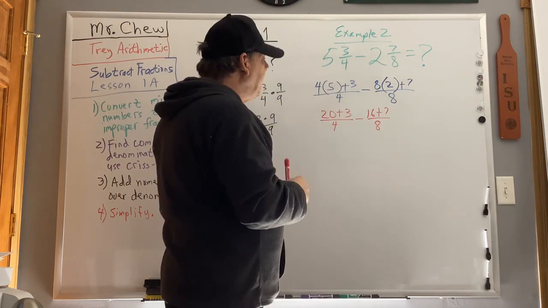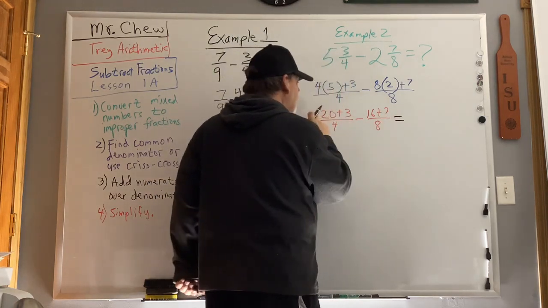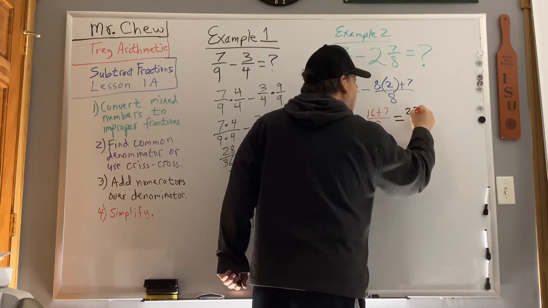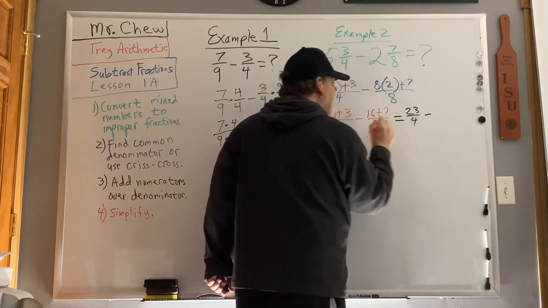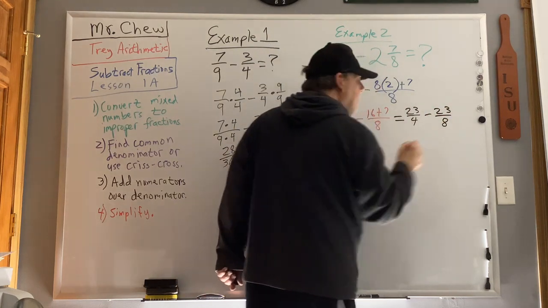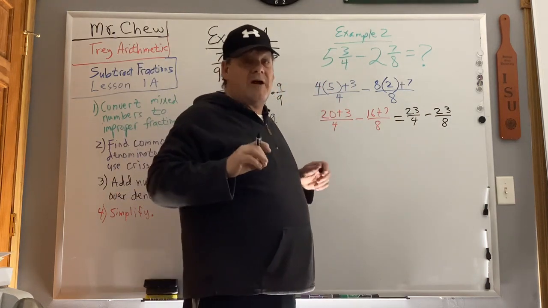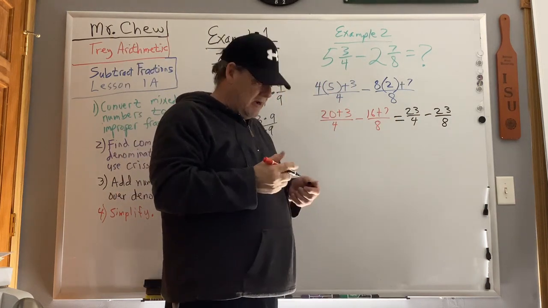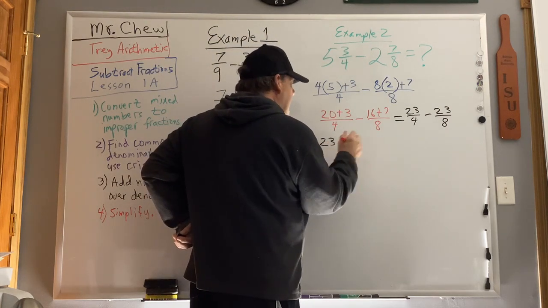Now I can simplify these two into 20 plus 3 is 23 fourths minus 16 plus 7 is 23 eighths. Well, that's unusual looking. I've got the same numerator, but I've got different denominators. So I have to get a common denominator. So let's just take and rewrite this.